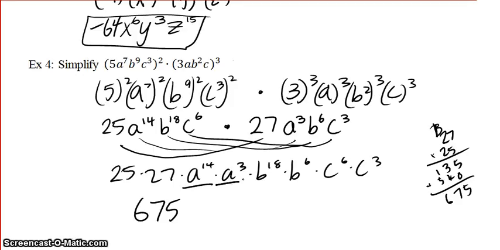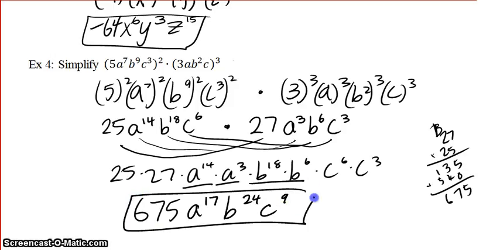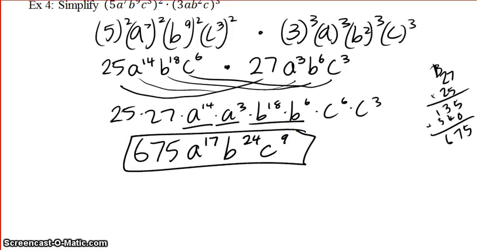They are not power to power, so I'm not multiplying the exponents. This is power to power right here. This is not. This is the product of a power, so we're going to add the exponents. They're the same base, so we add the exponents. So we have a to the 17th. Add exponents, so we're gonna have b to the 24th. Add exponents, c to the 9th. So be careful that you know when to add and multiply exponents. There you have it.